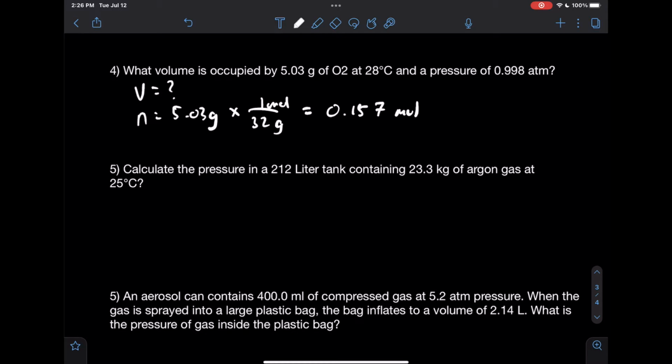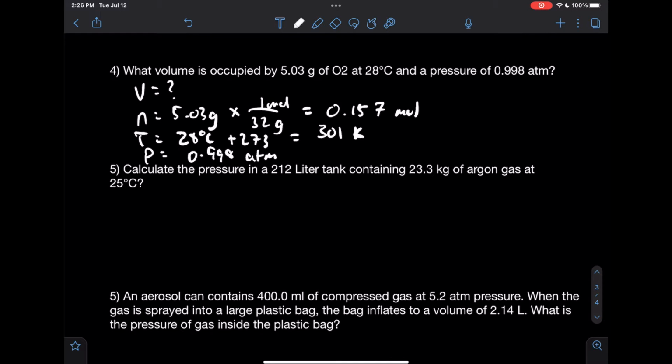Our temperature is equal to 28 degrees Celsius. We need that in Kelvin, so we'll add 273, and that will give us 301 Kelvin. We know our pressure is equal to 0.998 atm. So now that we have all the variables that we need for this equation, we'll go ahead and plug it in and solve for V.